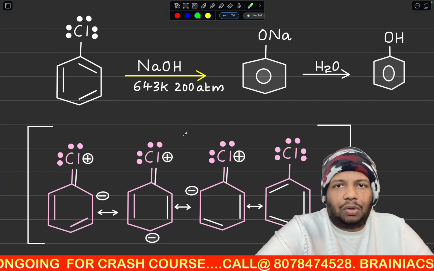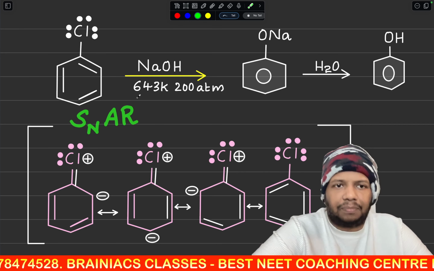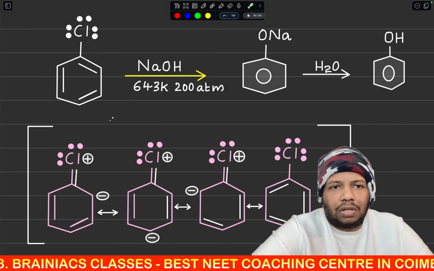Under this situation, this particular haloarene will undergo a mechanism called SNAr mechanism, nucleophilic substitution for aromatic compounds. The halogen chlorine would be replaced with ONa, and further this is hydrolyzed. Hydrolyzed means H plus and OH minus would be there, Na will go out as NaOH, and H plus will come here and phenol is formed. But I will also explain this SNAr mechanism.